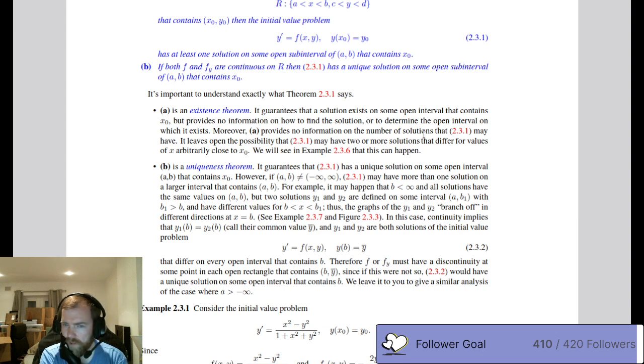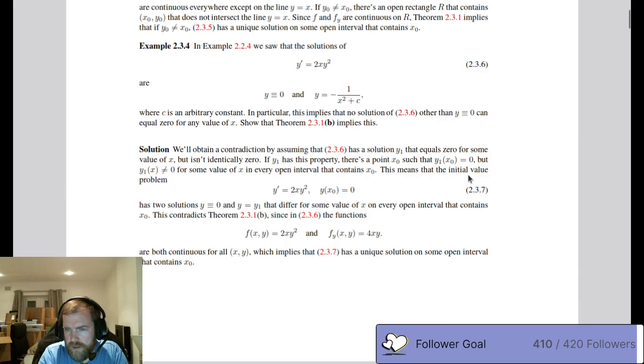Okay, so let's go through the uniqueness theorem here. It may happen that b is less than infinity and all solutions have the same values on a to b, but two solutions y1 and y2 are defined on some interval a to b1, with b1 being greater than b and have different values for x between b and b1. Thus, the graphs of y1 and y2 branch off in different directions at x equals b. See 237 and 233.